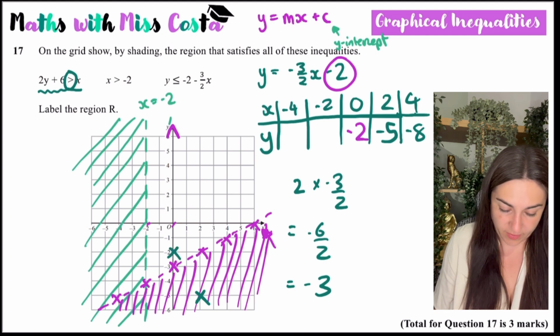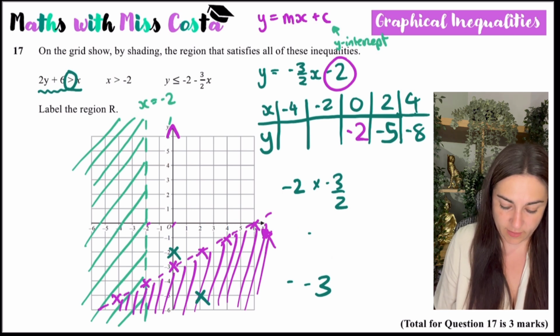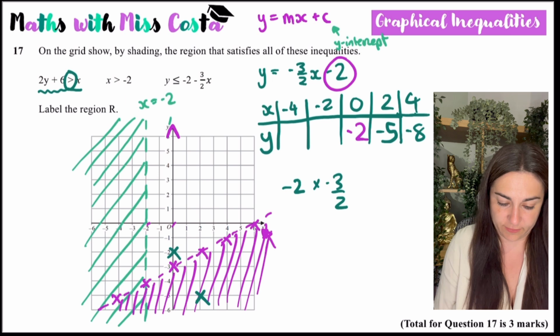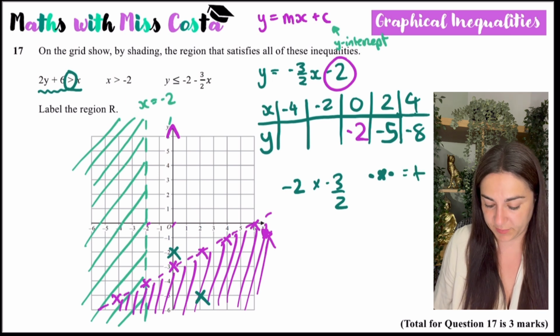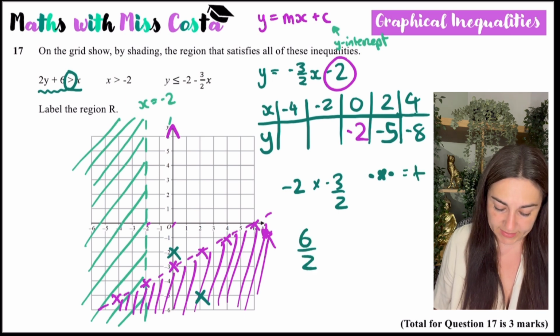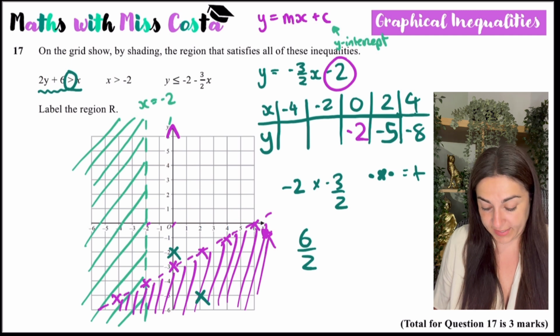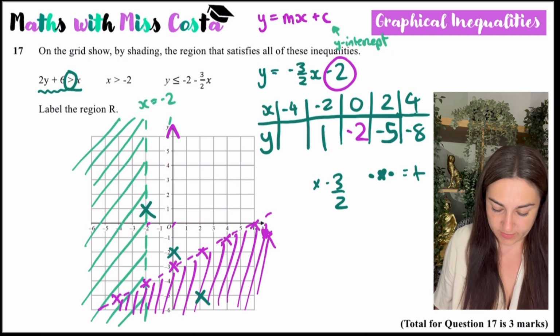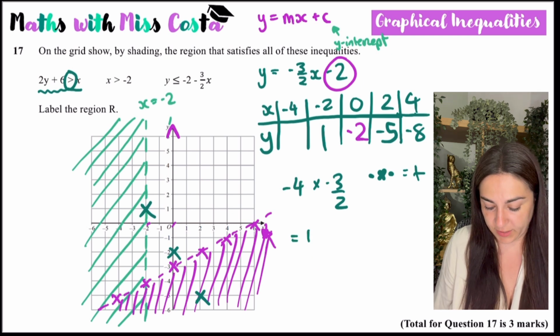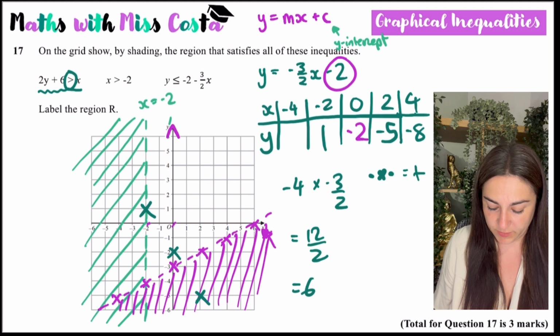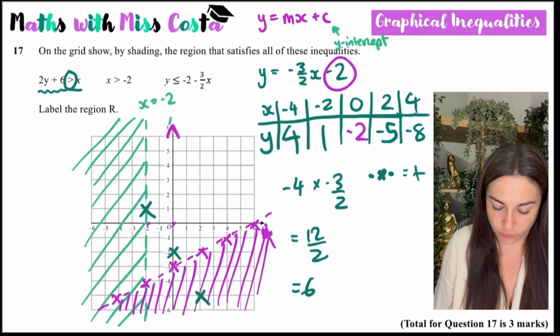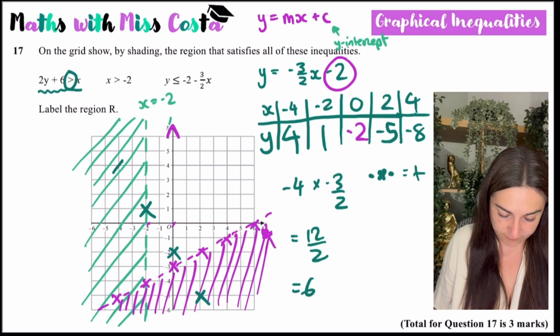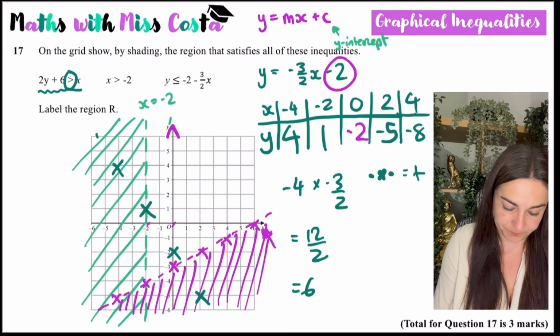I then know that -2 times by -3 over 2 would give me +6, because a negative times a negative gives you a positive. So 6 over 2, which is 3. 3 take away 2 is 1. So -2, 1. And then -4 times by -3 over 2 is 12 divided by 2, which is 6. 6 take away 2 is 4. So that would be -4, 4.